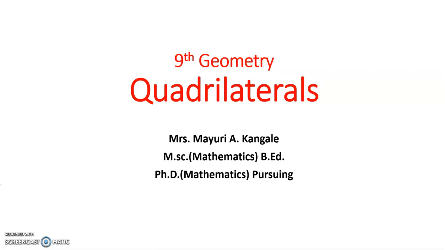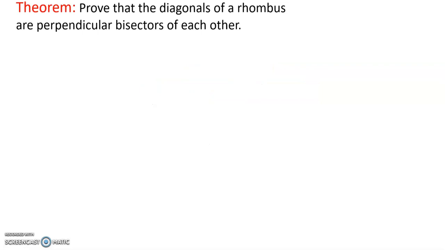Today's topic is quadrilaterals. Let us see a theorem on quadrilaterals. The statement of the theorem is: prove that the diagonals of a rhombus are perpendicular bisectors of each other. Here we have to show that the diagonals of a rhombus are perpendicular bisectors of each other.